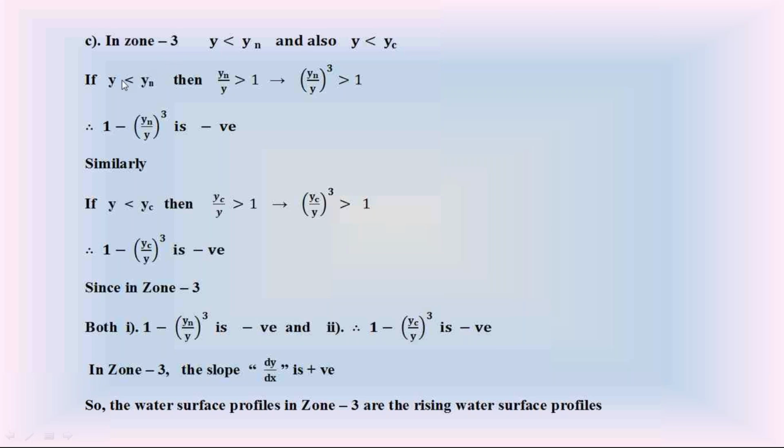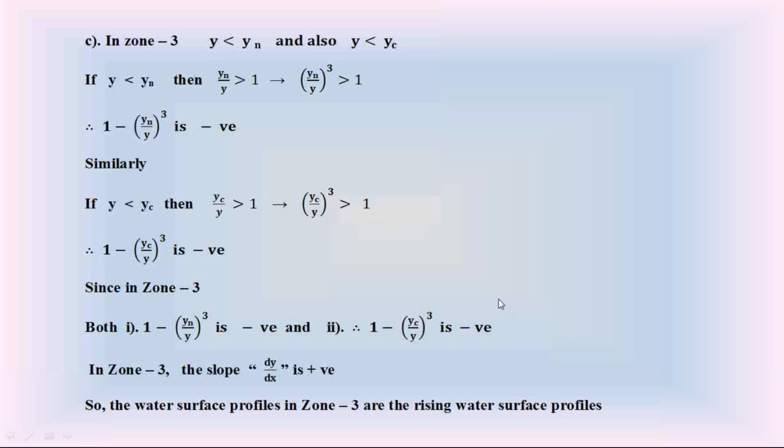In zone 3, y is less than yn. So yn by y is greater than 1, (yn by y) whole cube is greater than 1. So 1 minus (yn by y) whole cube is negative; this is the numerator. Similarly, in zone 3, y is less than yc. So yc by y is greater than 1, (yc by y) whole cube is greater than 1. So 1 minus (yc by y) whole cube is negative. This is the denominator. So in zone 3, the numerator is negative.